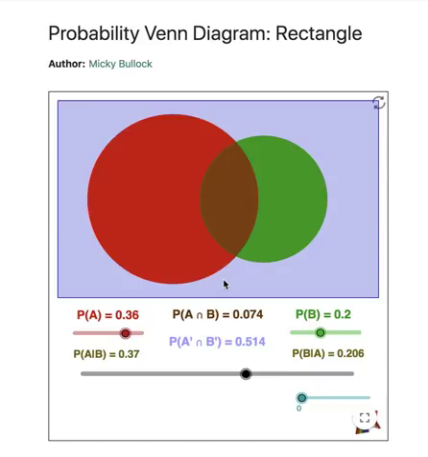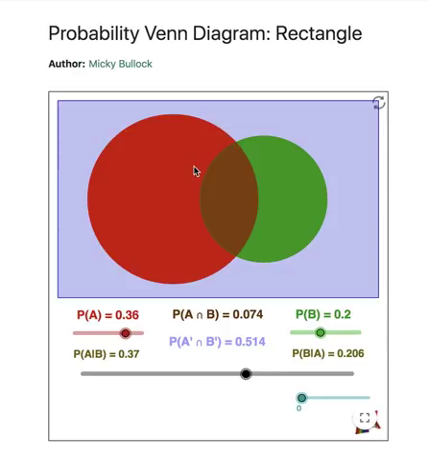Hello, and welcome to the video to show you how to work with this web app for your pre-lab assignment. Here we have probability Venn diagrams. Venn diagrams are a useful visual for looking at probabilities of a number of events.